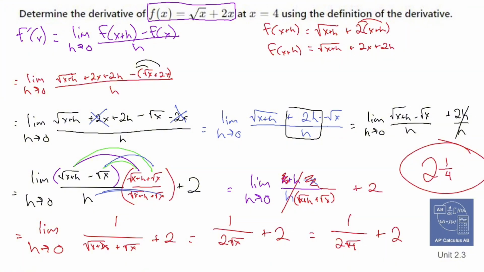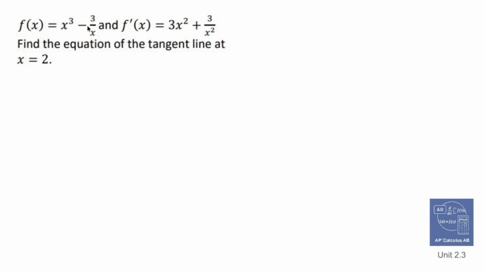Gross stuff. f of x equals x cubed minus 3 over x, and f prime of x, which gives me the derivative, equals 3x squared plus 3 over x squared. Find the equation of the tangent line at x equals 2. So this is some kind of weird function, and I don't know what it looks like, but my job is to find the tangent line at x equals 2. This might be a completely inaccurate drawing, but that's fine. I need a straight line that has the slope of the tangent line and goes through a specific point.